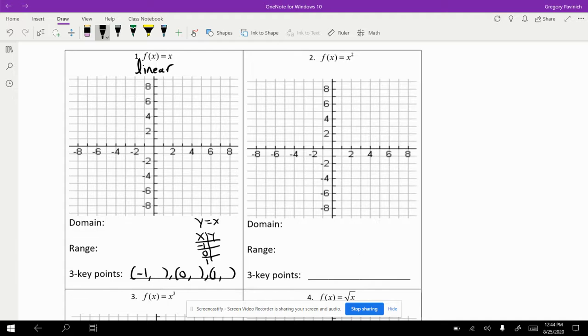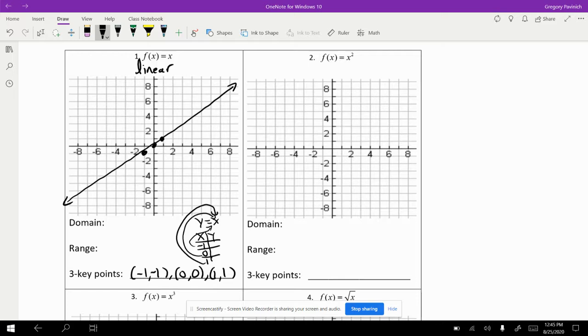And we're going to wait for our output. So if I plug in -1 up here, I get y is equal to -1. If I plug in 0, I get y is equal to 0. And if I plug in a 1, I get y is equal to 1. Now I'm going to graph those 3 points: -1, -1, 0, 0, 1, 1. Linear is a straight line that goes through those 3 points.